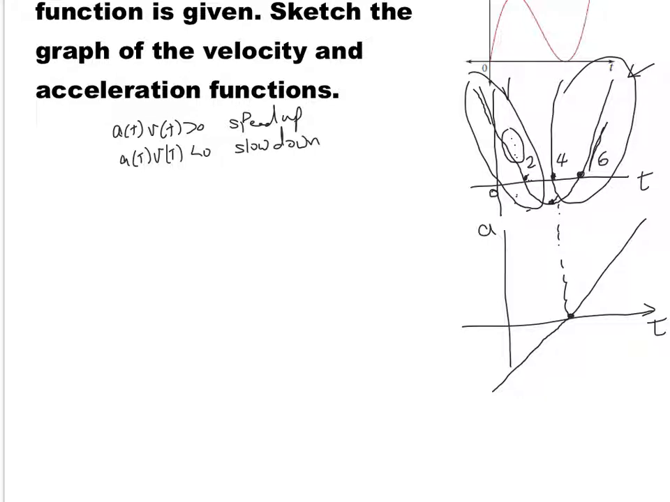Now from 2 to 4, we see that the velocity is here, which is negative, and the acceleration also from 2 to 4. If I draw the line here, you can see that the acceleration here is negative 2. So negative times negative gives you positive. So this means that the object is speeding up.